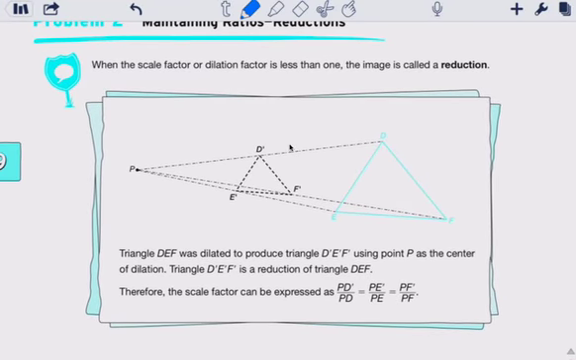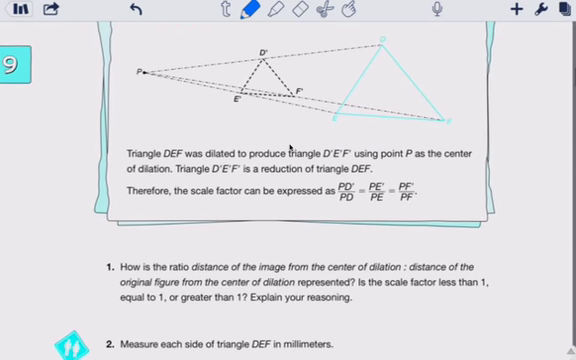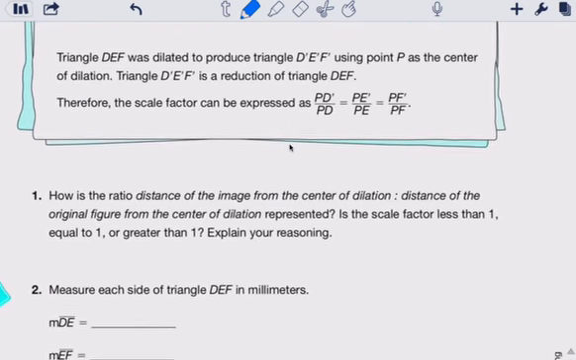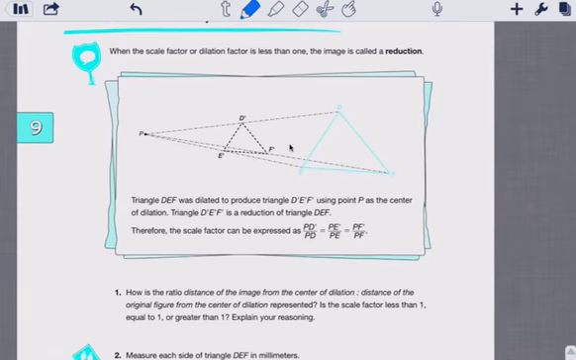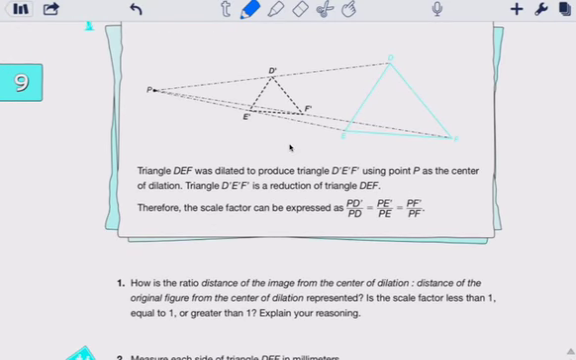Okay, let's go and do problem number 2. It's very much like problem number 1. So you measure each one. Okay, number 1, how is the ratio of the distance of the image from the center of dilation to the distance of the original from the center of dilation represented? Is the scale factor less than 1, equal to 1, or greater than 1? Explain your reasoning.